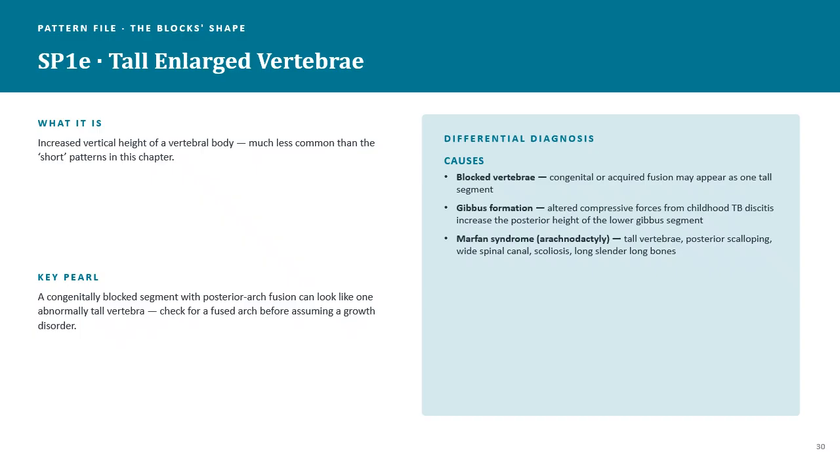We can also see tall vertebrae with Marfan syndrome. These patients tend to have very long, very slender bones, and the vertebrae also might appear taller. They can also have scoliosis and also widening of their spinal canal. So for this pattern, just to keep it simple, the vertebrae look tall. Before we assume that the vertebra itself grew too much, the first thing the radiologist might want to find out is, are two vertebrae fused together, or is it actually a tall vertebra?